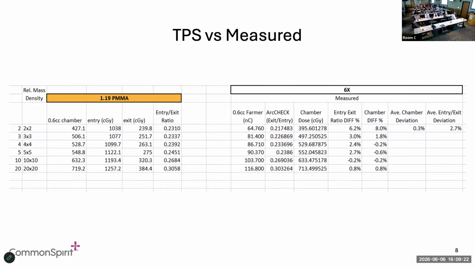SMC recommends that you use those densities, right? Either 1.18 relative to water or 1.15. Look at the entrance and exit ratio. And that's why I'm looking at the chamber in the center and also the entry-exit ratio. So this was a starting point. I tried to see, okay, can we get it down to 0.3 and 0.3, something like that?